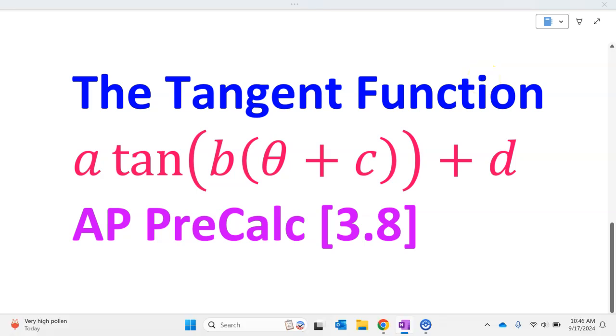This video is about the tangent function. This is AP Pre-Calculus topic 3.8.